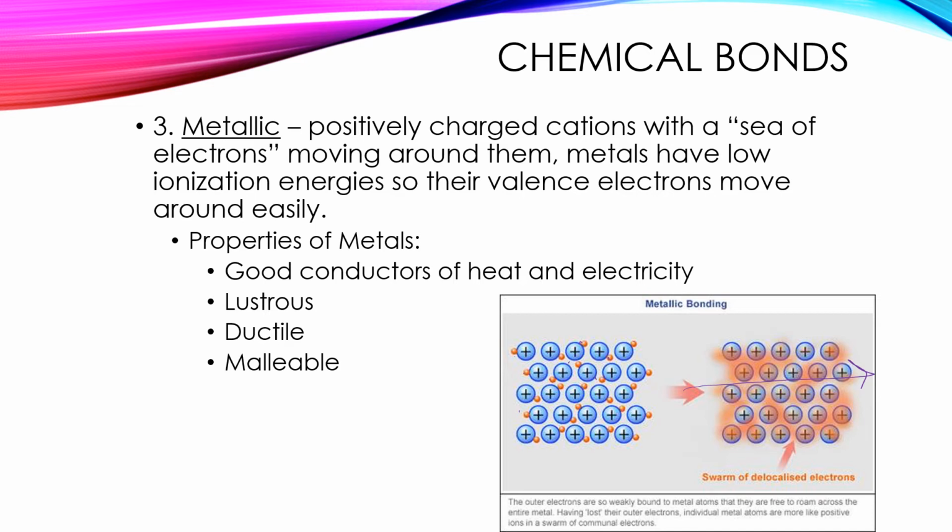Because there's also all this space between them, they're very ductile and malleable. So remember when we said for the ionic compound, like a salt, when you hit it, it's going to break apart. Well, if you hit a sheet of metal, it's just going to bend and move, and you can shape it into things. And so they're very ductile and very malleable.